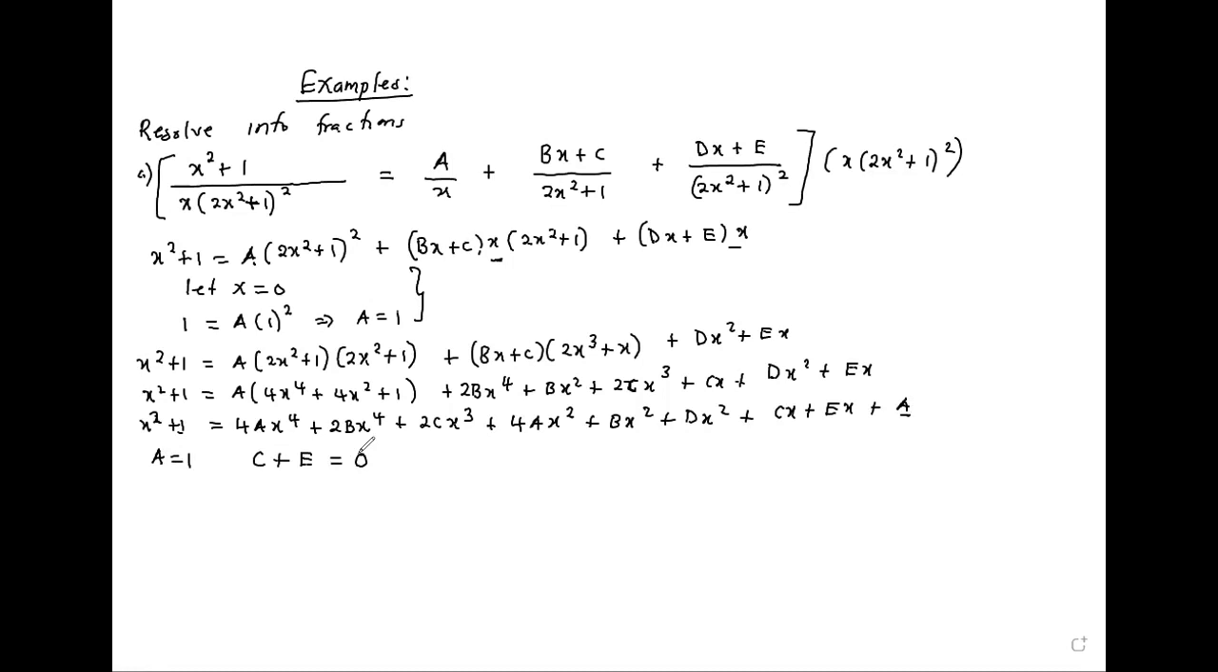Sir, sorry, before you continue, why is this one the 4x to the power 4 instead of to the power 2? 4a x to the power 4, because we multiplied 2x squared times 2x squared.